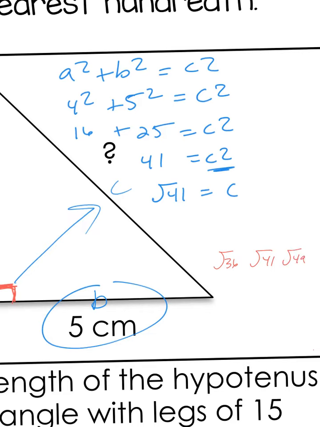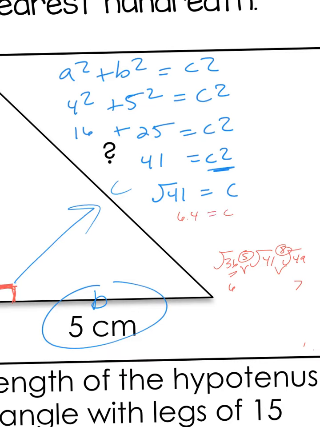I can probably estimate this. If I look at these two numbers here, 36 is about 5 units away from 41, and 49 is about 8 units away. So I'm going to think, oh okay, it's actually closer to 36. So I'm going to estimate this to be about, the square root of 36 is 6, and the square root of 49 is 7. So probably about 6.4.